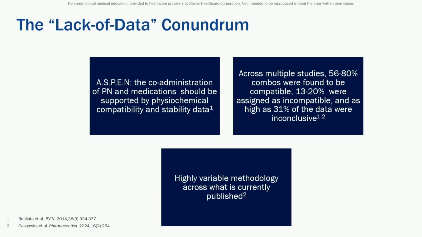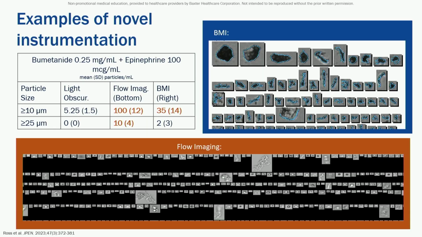There's wide variation in how many things are inconclusive, how many things are considered compatible across the literature. And again, that highly variable methodology makes it really hard to assess. When we started looking at aqueous compatibilities, this is an example. This is two drugs together, but the same thing exists for PN and drugs.